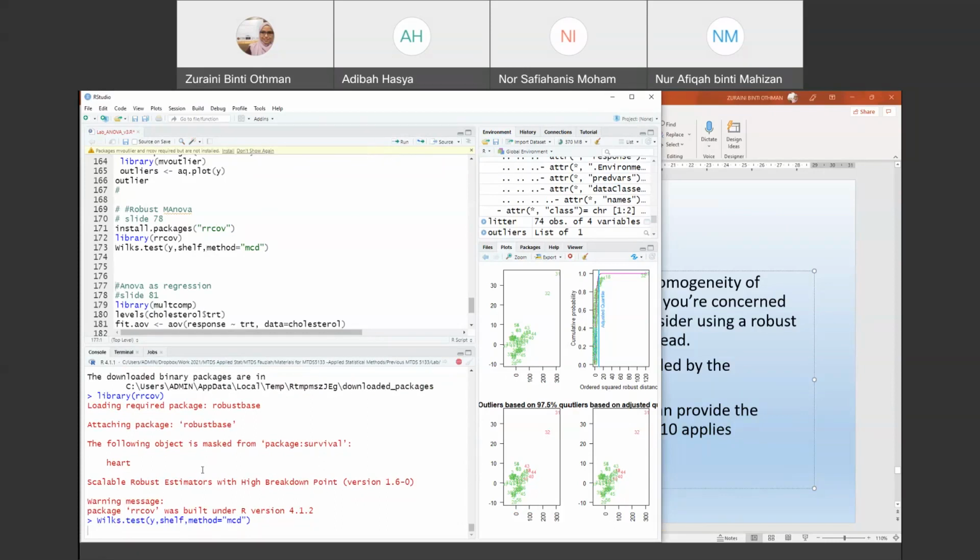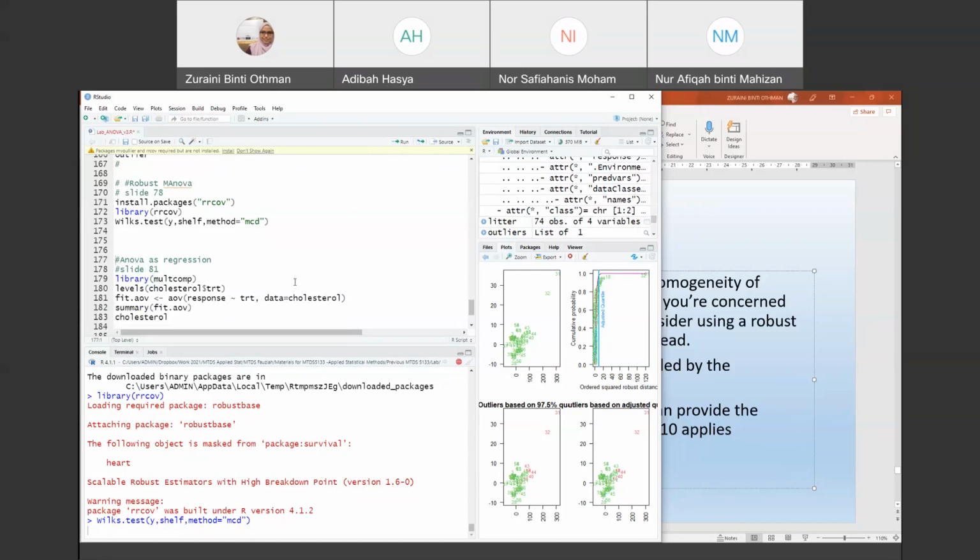Okay, we have the weak test self method. So dekat situ robust one way Anova data X weak test.